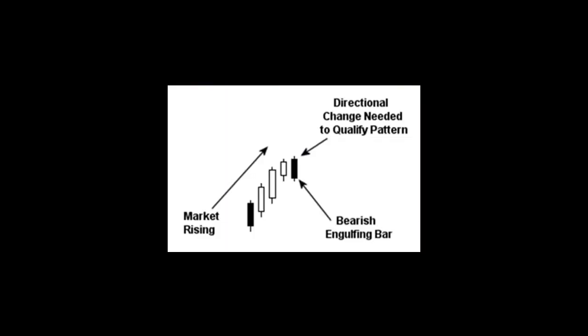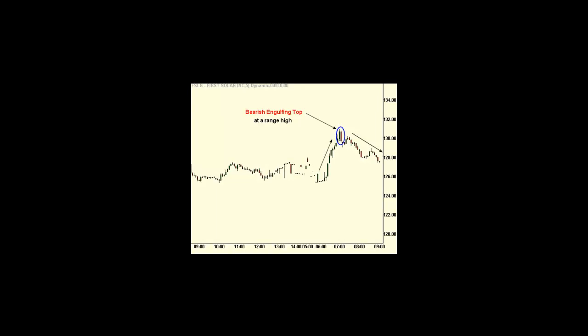Here's the bearish engulfment pattern found at a range high, denoting a directional reversal bar that qualifies the setup. It's most productive when it sets up like this at a key level of resistance. Here's a practical example of a bearish engulfment reversal showing itself after a run up to a range high on a 5-minute chart.